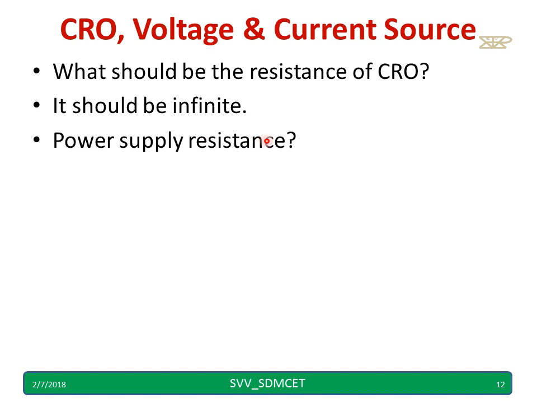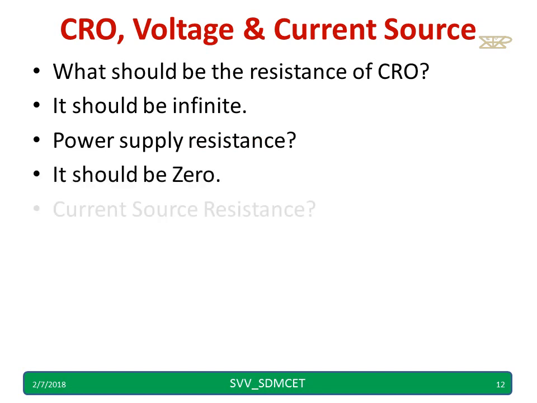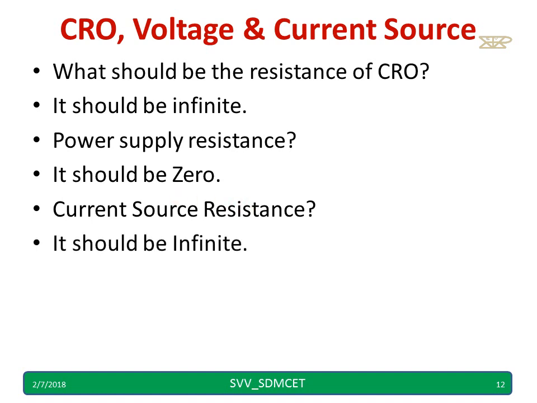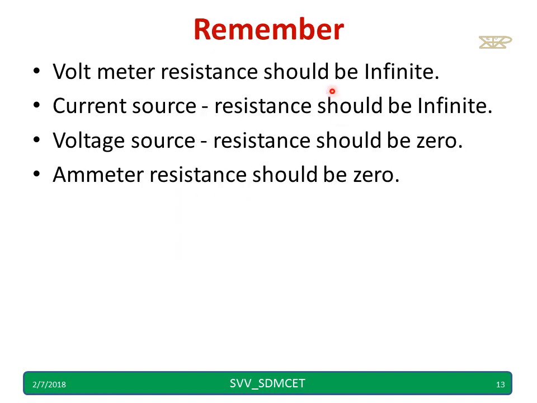And power supply resistance? Ideally speaking, it should be 0. And what about a current source? It should be infinity. So please remember these 4. Voltmeter should have resistance infinity, current source infinity, voltage source 0, ammeter 0. Pause and please read it twice or thrice.